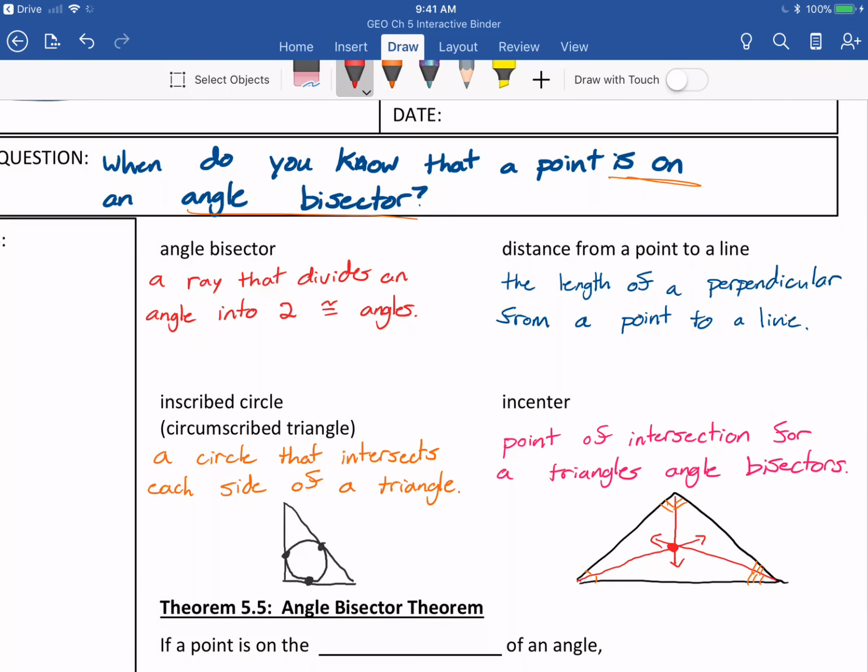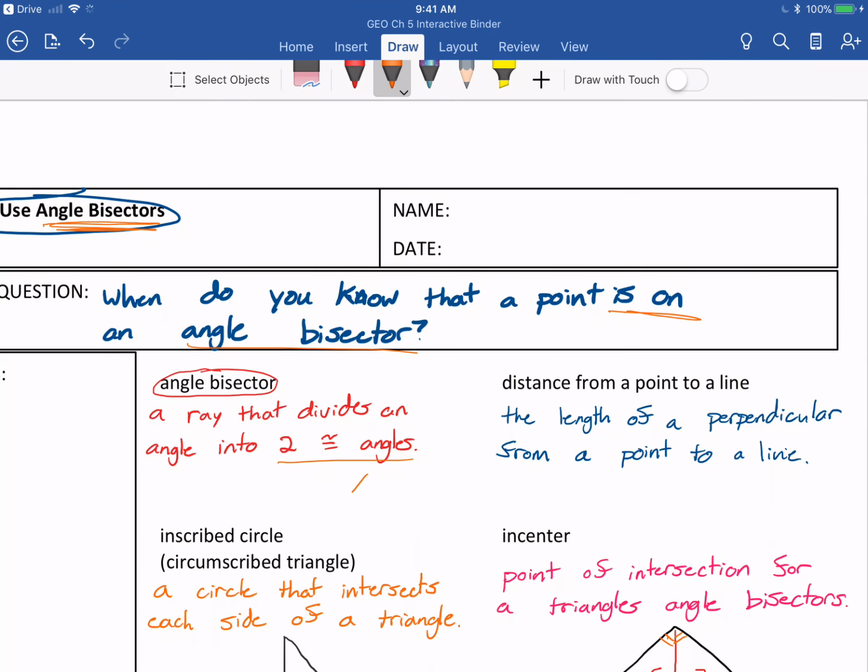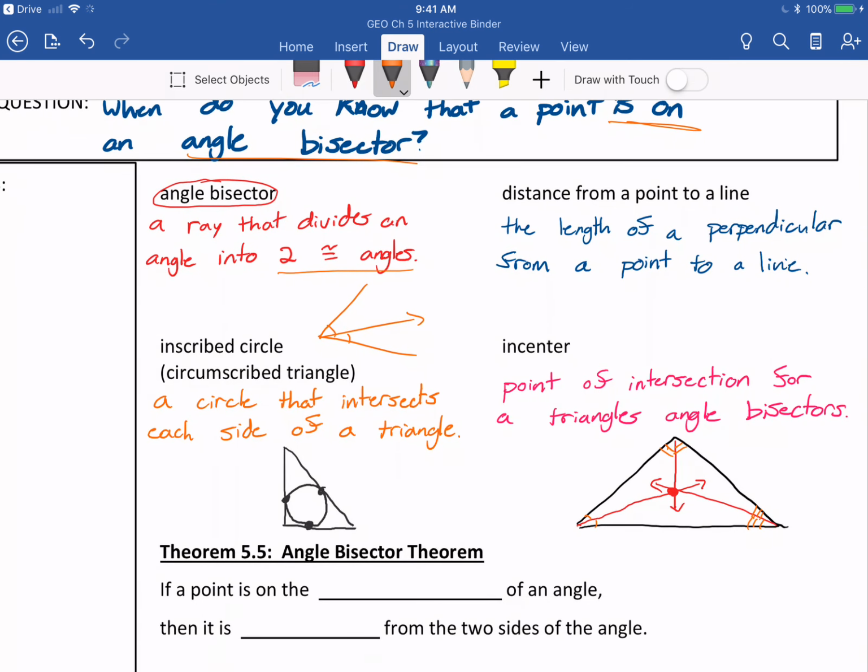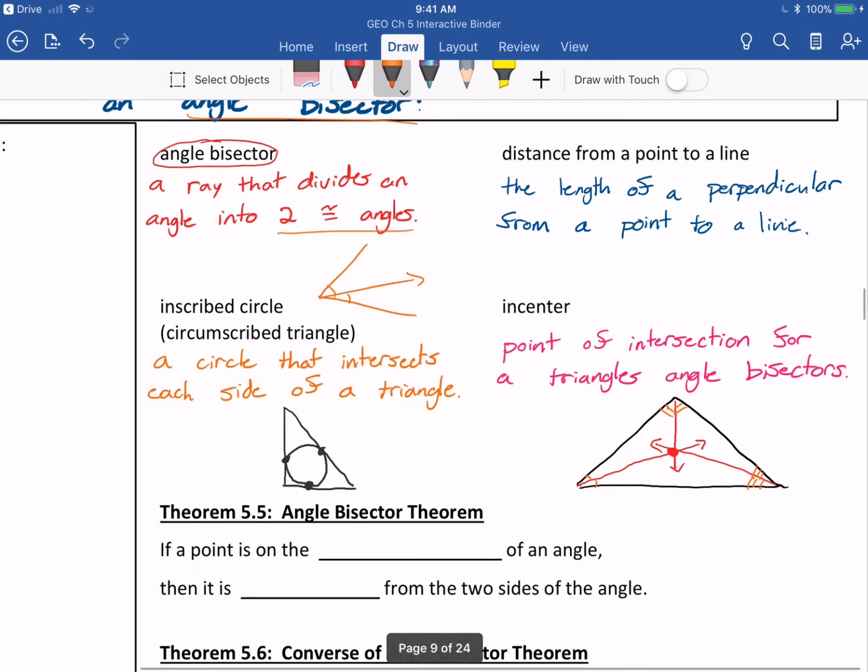An angle bisector here is a ray that divides an angle into two congruent angles. So if we have some sort of an angle here, this ray cuts it, and then this angle is congruent to that angle there. The distance from a point to a line is the length of a perpendicular from the point to the line. So that's just talking about the shortest distance from one point to that line.